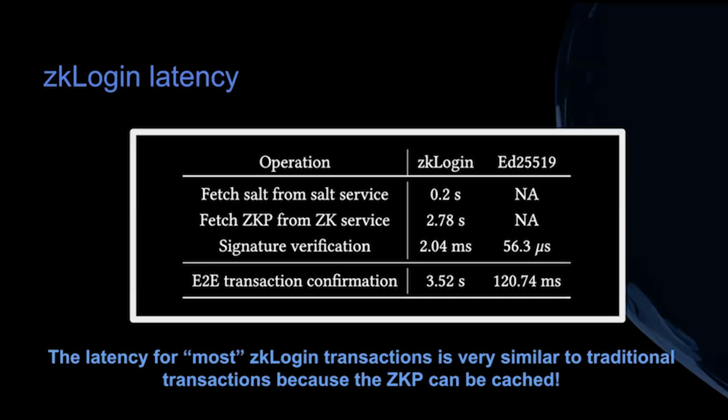As you may expect, fetching the zero knowledge proof from the zk service is the expensive operation, which took about 2.78 seconds. I don't have the machine specs here, but it had about 16 cores in it, and more details are definitely in the paper.